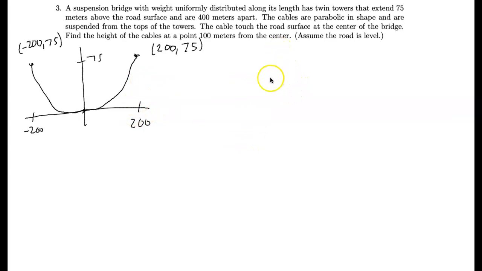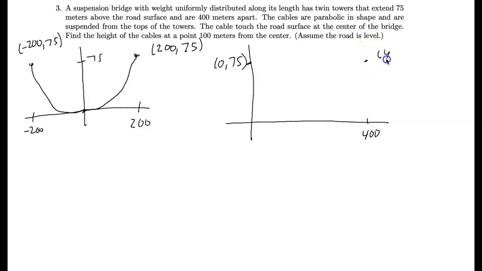Alright, so the other one I want to draw is going to be so that one of the towers is on the y-axis. So this will be the ordered pair 0, 75. And since the towers are 400 meters apart, this ordered pair is 400, 75. And the vertex will be in the middle, so it'll be at 200, comma 0. So this is the vertex. And so our curve will look like this.